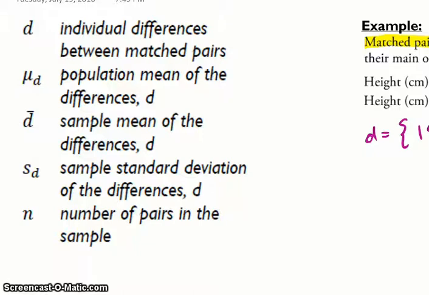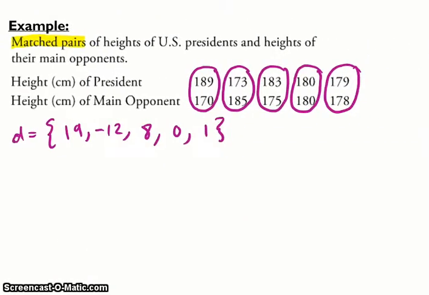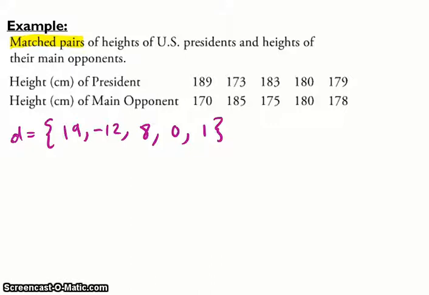Mu sub D is the population mean of the differences. In order to get mu sub D, we would need the heights of all the presidents and all of their main opponents, calculate the differences for each of those pairs, and then calculate the mean of all of those D's. Here we clearly do not have all of those values, so mu sub D is unknown. And that's usually the case. We hardly ever know mu sub D because in order to know it, we would have data for the whole population.